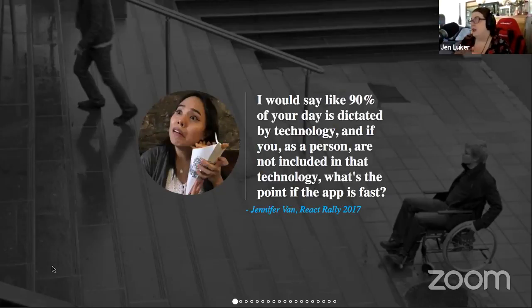I would like to say 90% of your day is dictated by technology. And if you as a person are not included in that technology, what is the point if the app is fast? So when thinking about this, when you're looking at your web applications or your mobile applications that you're programming, if someone can't use it, why does it matter if it's fast or efficient or user-friendly? They can't use it at all.